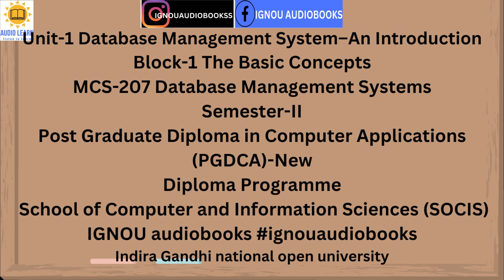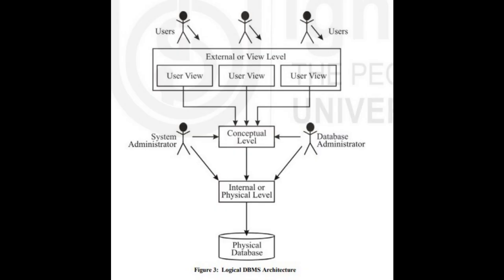1.3.1 Three-level database architecture. The three-level architecture of a database defines the three different levels of abstraction of data for different types of users of a database. The proposed architecture was designed and standardized by the American National Standards Institute, ANSI, and is also known as the ANSI/SPARC architecture. As per this architecture, a database schema can be visualized at three different levels.